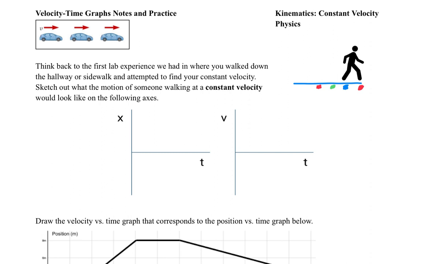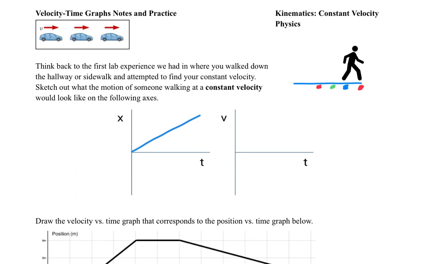So let's think back to our first lab experience when we went outside and you walked down the sidewalk and you found your constant velocity. I'm pretty sure that most of us ended up with a graph that looked something like this for our position graph. By the way, that's supposed to be a straight line. It's my best straight line I can do with this app. Now we know after looking at this position graph that when we see a straight line like this on a position graph, that represents an object moving at a constant velocity.